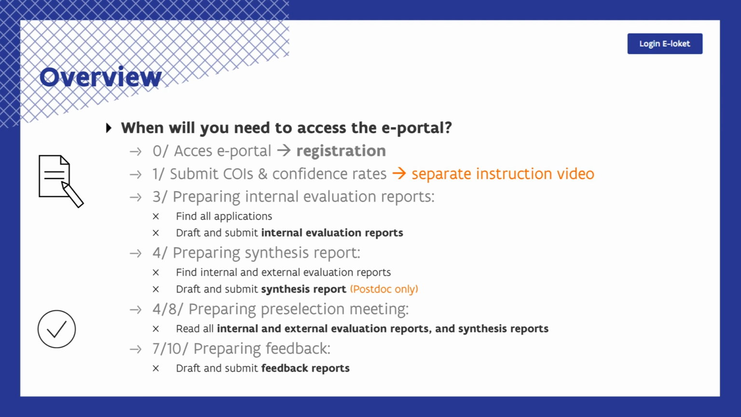Afterwards, you will have to submit your internal evaluation reports, followed by your synthesis report. You will then prepare for the pre-selection meeting by consulting the report submitted by your fellow panel members. Finally, after the panel meeting, you will submit the feedback reports for the applications for which you were appointed as rapporteur. The following slides will provide a detailed discussion of each of these steps.